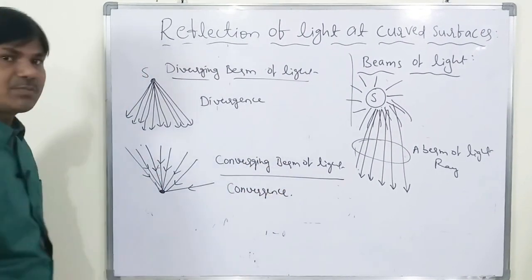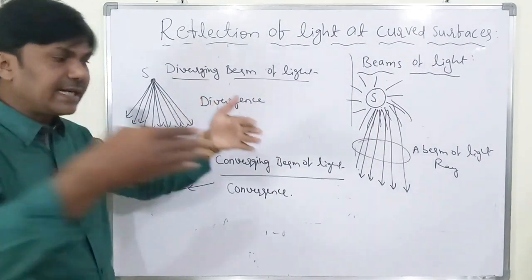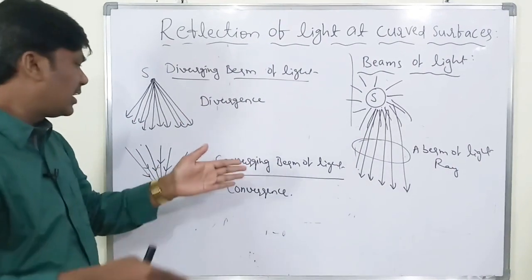Convergence. Now, convergence means what? Coming from different directions and meeting at a particular point. Meeting at a single place, a single point. That is called what? Convergence.